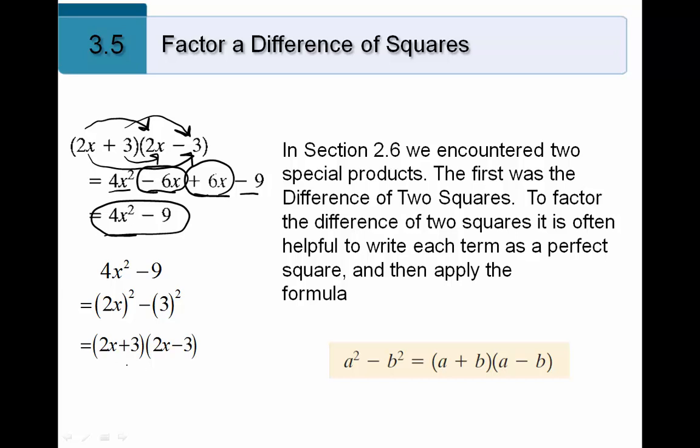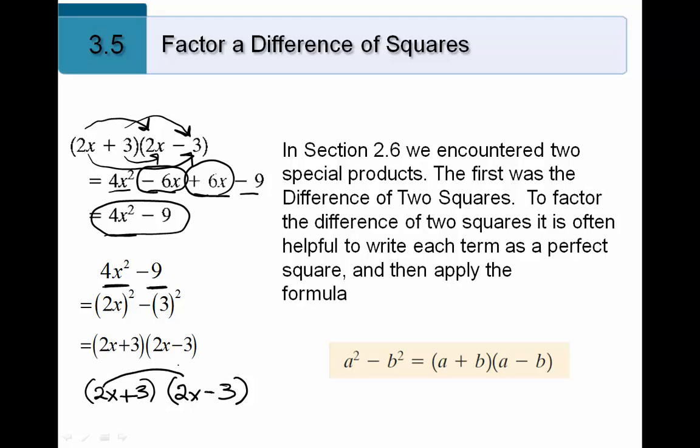It's already been done here for us, but if you just draw your two sets of parentheses, if you recognize you have a difference of squares, you recognize 4x squared is the perfect square that you get from multiplying 2x multiplied by 2x. 9 is a perfect square that you get from multiplying 3 multiplied by 3. And one sign will have to be positive and one will have to be negative, and you can always check your work by using FOIL.